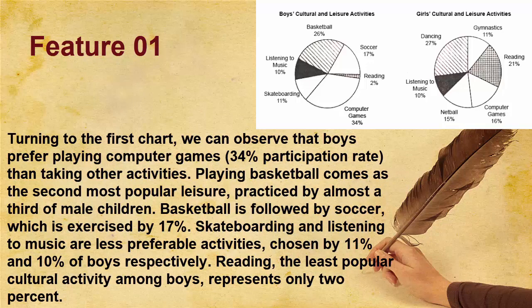Turning to the first chart, we can observe that boys prefer playing computer games, 34% participation rate, than taking other activities. Playing basketball comes as the second most popular leisure, practiced by almost a third of male children. Basketball is followed by soccer, which is exercised by 17%. Skateboarding and listening to music are less preferable activities, chosen by 11% and 10% of boys respectively. Reading, the least popular cultural activity among boys, represents only 2%.